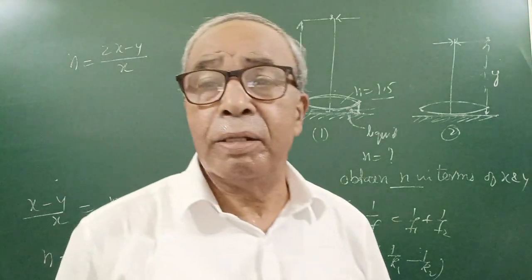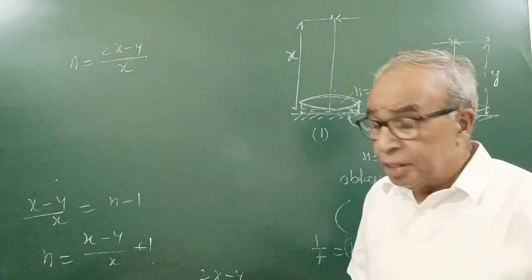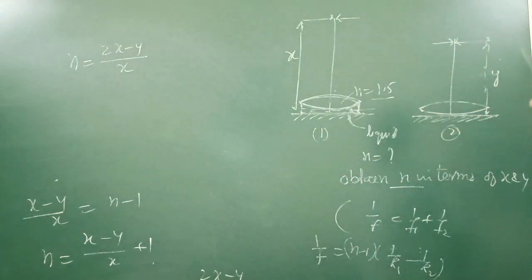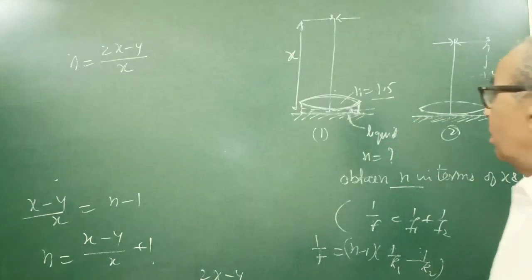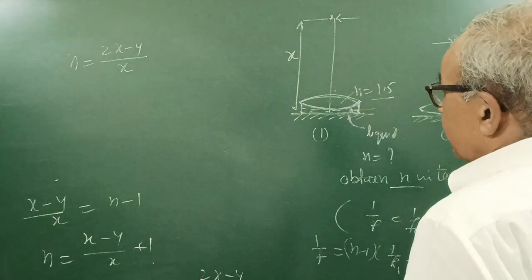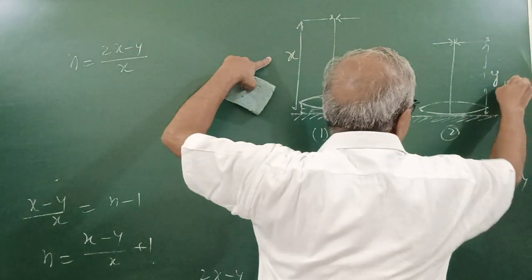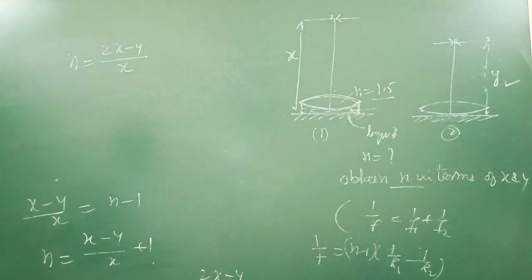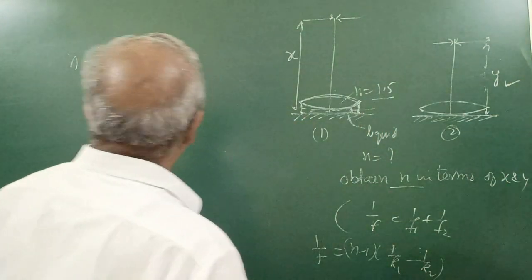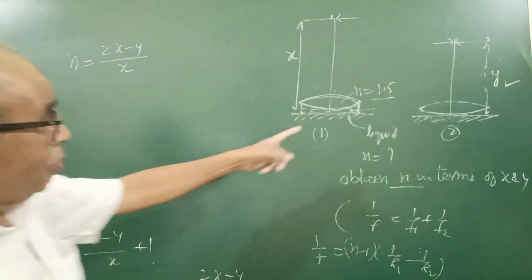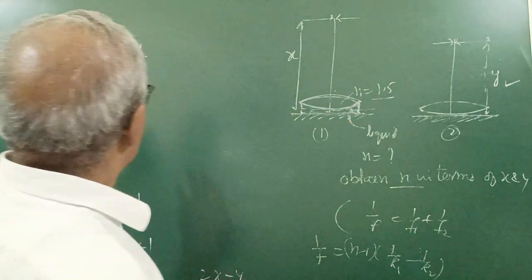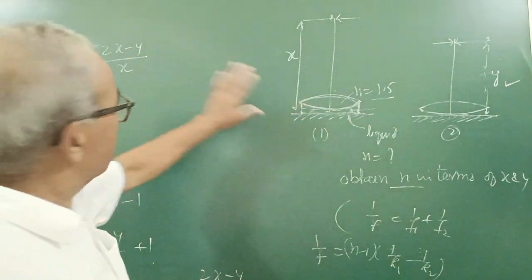We can obtain the value of x in our NCERT book. This is the last question of the NCERT book in ray optics. There you are given this distance 45 centimeter, this is 30 centimeter, and 1.5. We are asked to find the index of this. So we don't need to derive this.